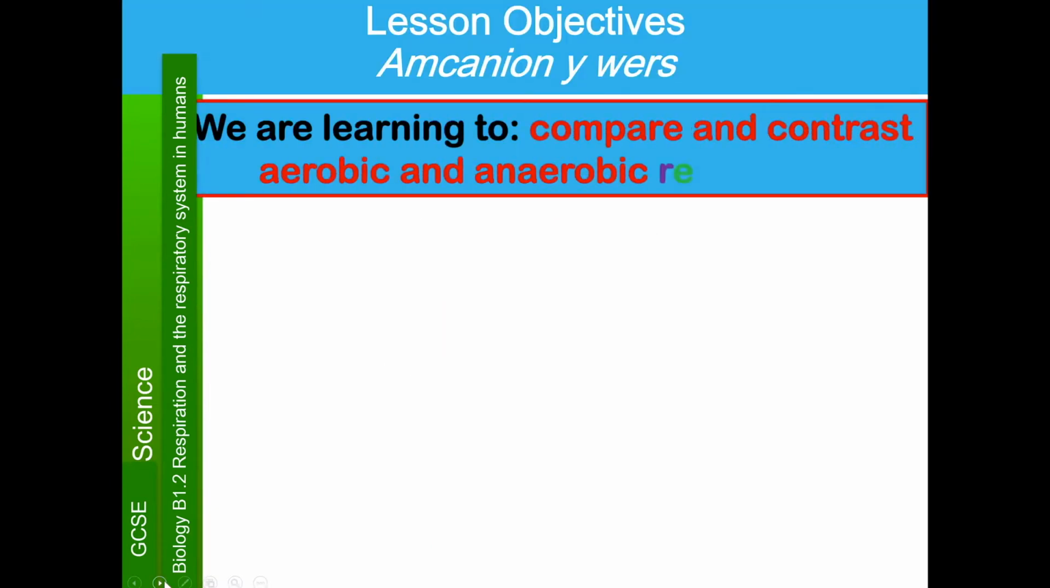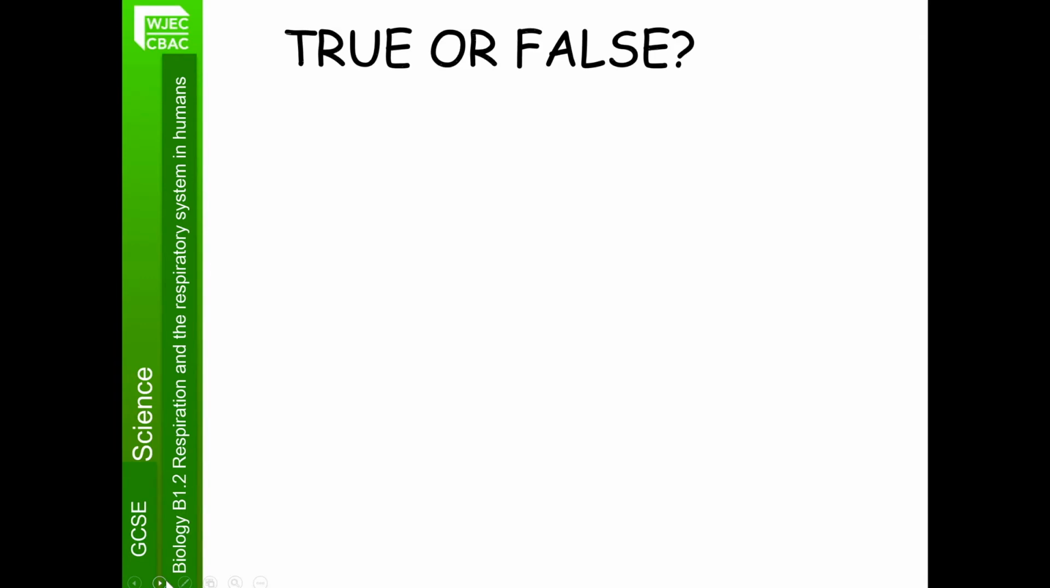On the inside cover of your booklet, you will find the specification syllabus for this unit. There are 9 statements in this unit. So even though there's a few more statements in this unit, it's mainly about lung structure and respiration. So today we're looking at comparing and contrasting two types of respiration. One is called aerobic respiration and the other is called anaerobic respiration.